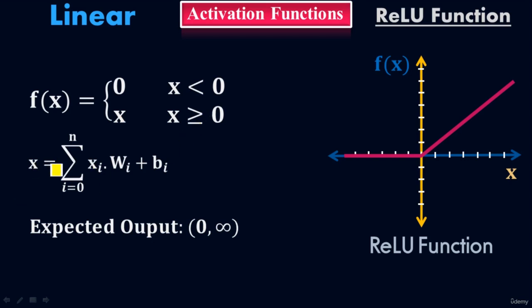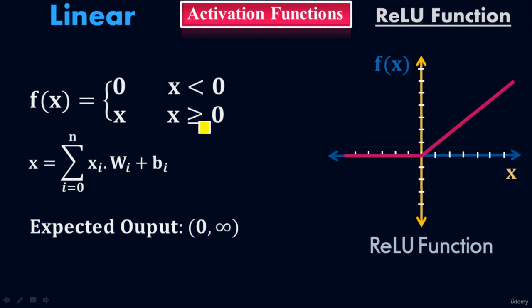As I said, x is actually the summation of the input times weight. So expected output will be from 0 up to positive infinity. Now when you look at the graph here, this is the typical graph for the ReLU activation function. For the negative values, it only returns 0. So it doesn't care whether you put -1, -2, -1 million, -1 billion, whatever you want. Whatever negative thing you put here, ultimately you will get 0 as an output.